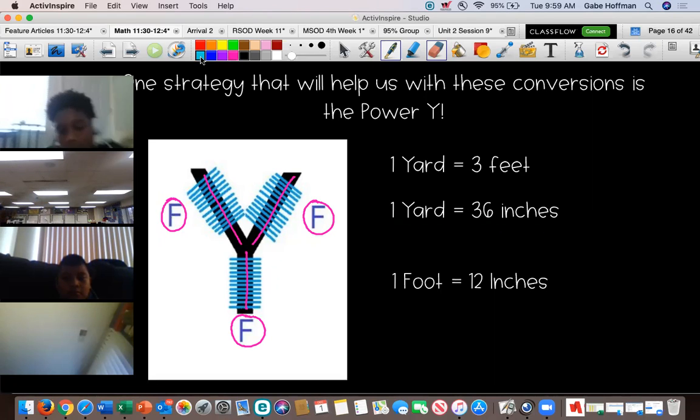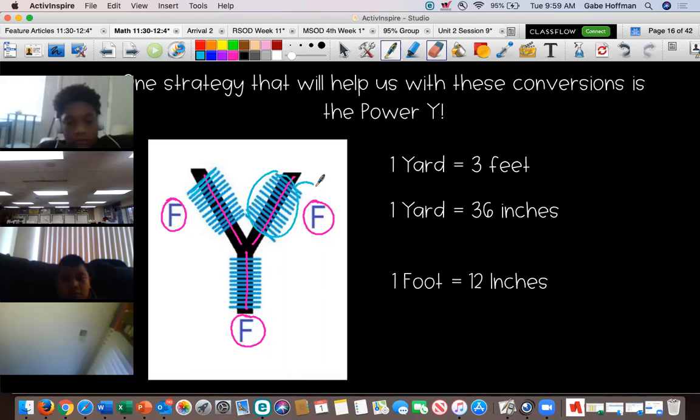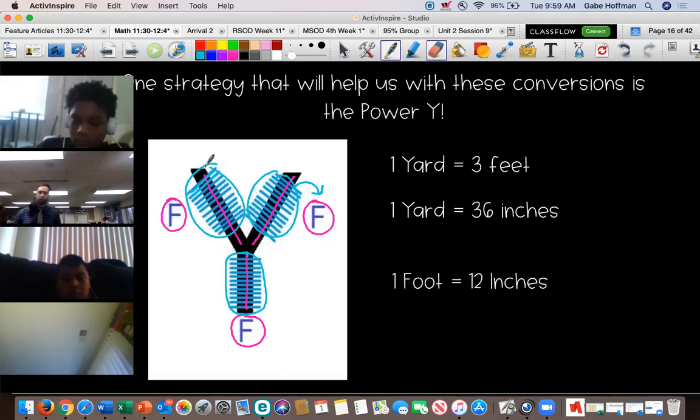Then you have your little inch lines. So each of those blue lines is equal to 1 inch. There are 12 of them in a foot. So each leg of that Y has 1, 2, 3, 4, 5, 6, 7, 8, 9, 10, 11, 12. So there are 12 inches right here in 1 foot. And if we counted them all together, we have 36 of them in the whole yard. So that's just a good little graphic.